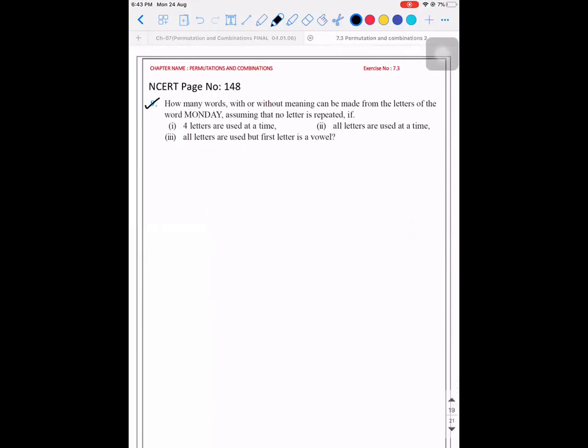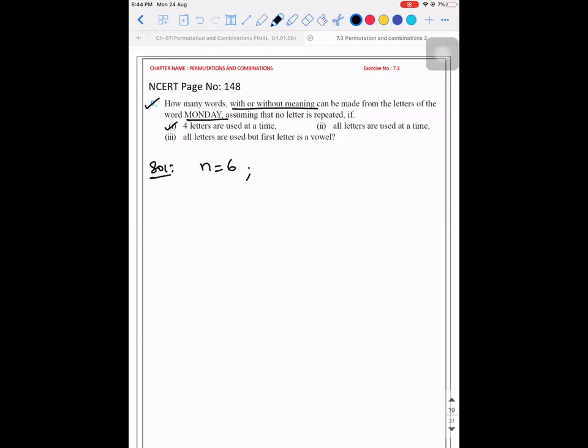Yes, sir. Tell me how to do the ninth one. How many words with or without meaning can be made from the letters of the word Monday, assuming no letter is repeated, if 4 letters are used at the same time? So what are they saying? First they need a 4-lettered word. Monday has how many letters in it? 6, sir. So n is 6.